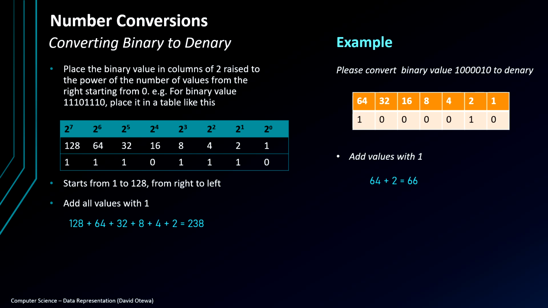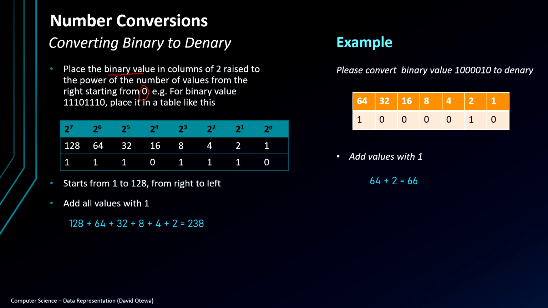Now we'll tackle the number conversion. The first conversion we want to take is from binary to denary. The first step is we need to place the binary value in columns of 2 raised to the power of the number of values from the right, starting from 0. Okay, we're going to explain that.